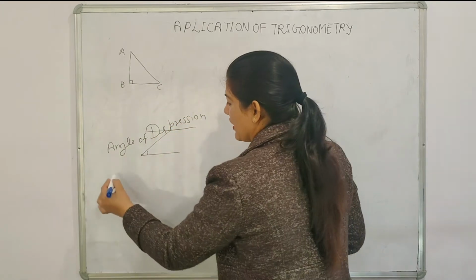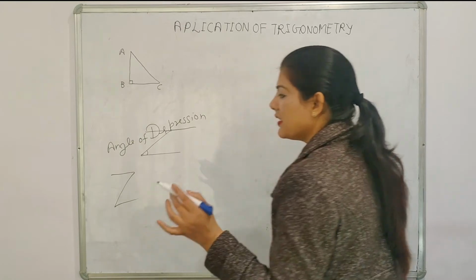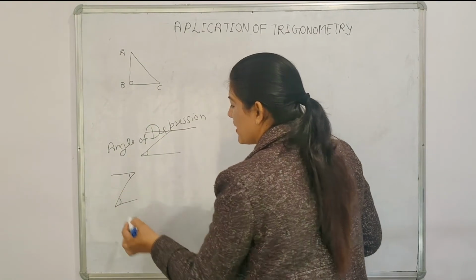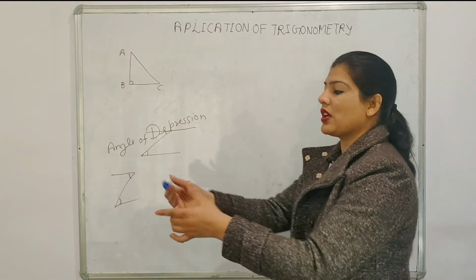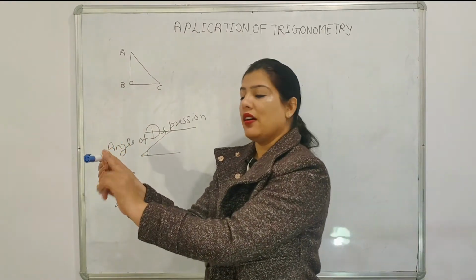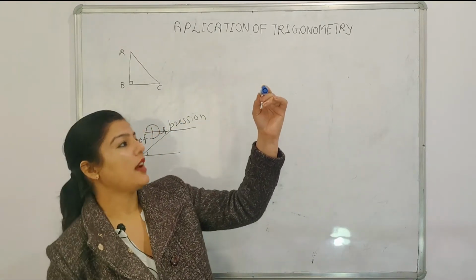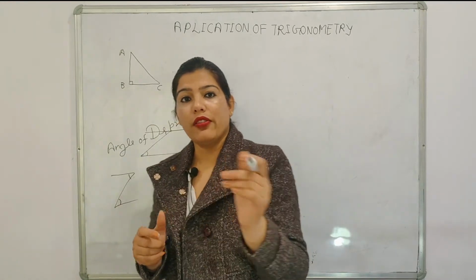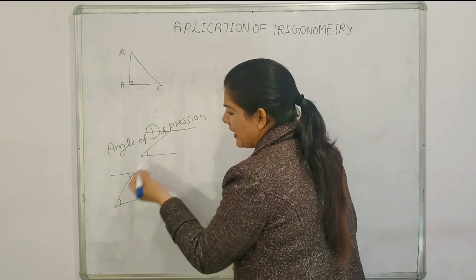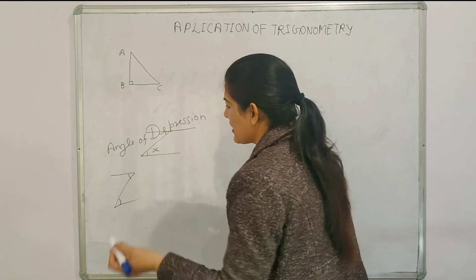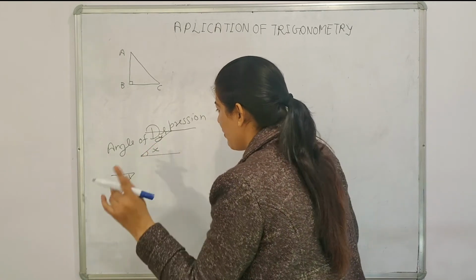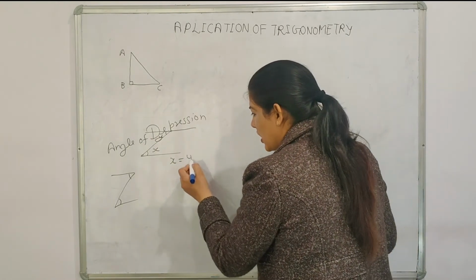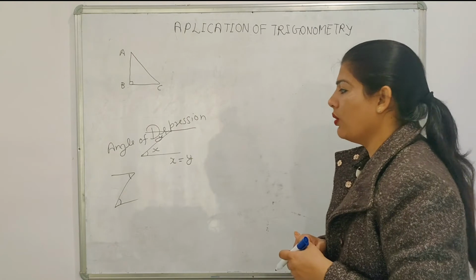So as you all can see here, this makes a Z. So this angle will always equal this angle. Suppose now I am here and this pen is here, so I have to look at it in the upward direction, so then it forms angle of elevation. So suppose this angle is X, angle of elevation is X and angle of depression is Y. So for the same object, X is always equal to Y.